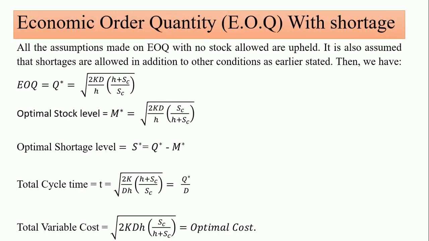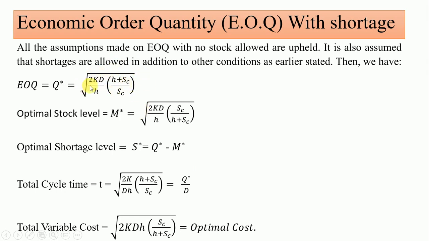Now, the third version of EOQ is EOQ with shortage, economic order quantity with shortage. All assumptions made on EOQ in which no stockouts are allowed are upheld. It is also assumed that shortage is allowed, in addition to other conditions as earlier stated. So then we have the EOQ as square root of 2kD over h, in brackets, h plus Sc over Sc, close the bracket.